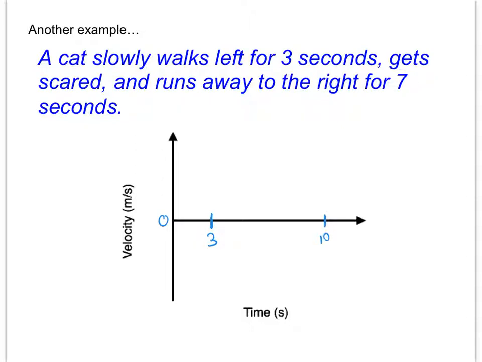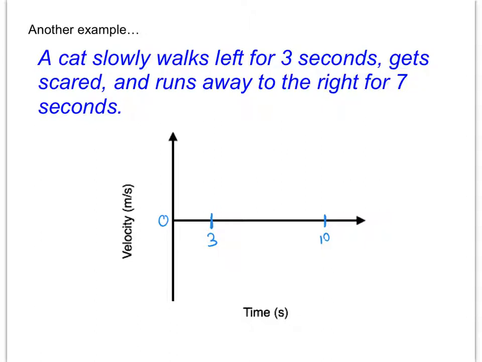Right? So you'll notice here that the first 3 seconds and then 7 seconds after that will put us at 10. So again, like the last story, this all takes place in 10 seconds. Now, let's figure out what it's doing. So a cat slowly walks left for 3 seconds, gets scared, and runs away to the right for 7 seconds.